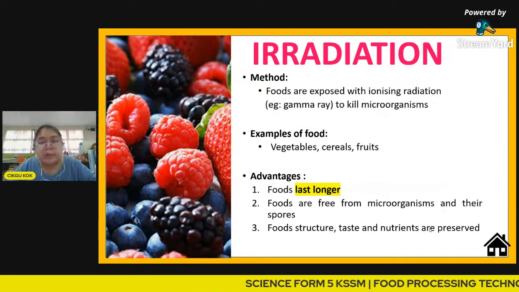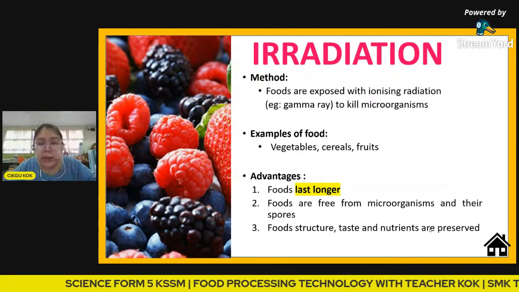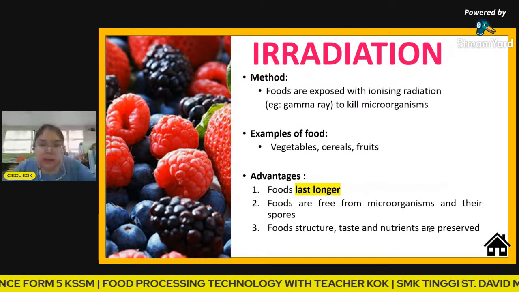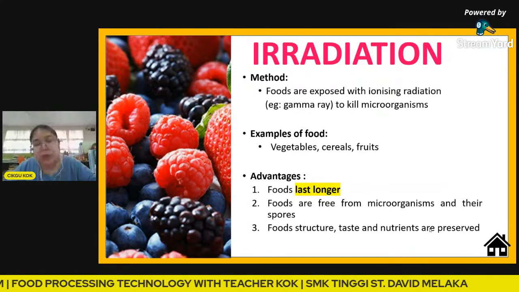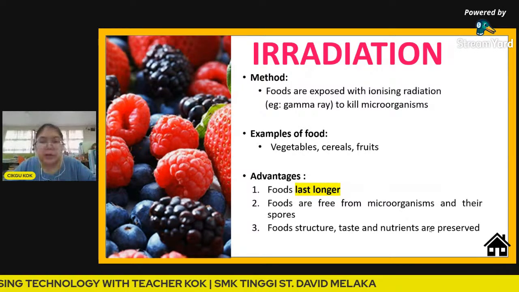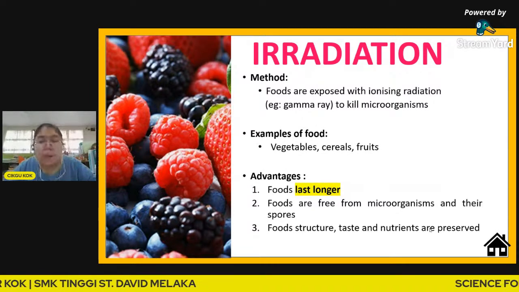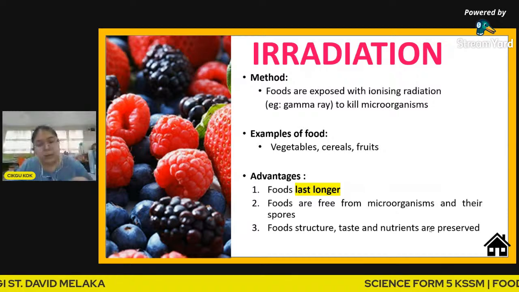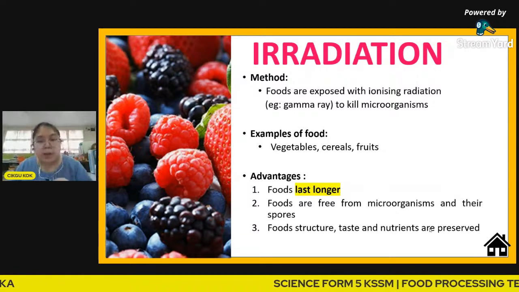This one is a processing to do it. So remember the processing name and also the method and also what the advantages are. If the question asks you to give an example, maybe they just ask one or two only, they never ask about more. So make sure you differentiate between the processing.